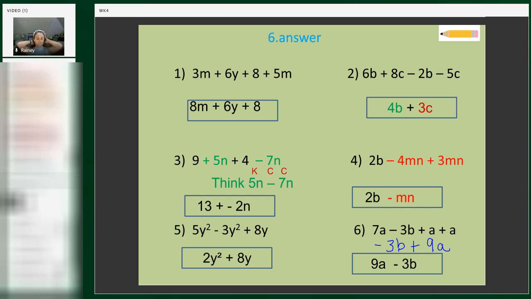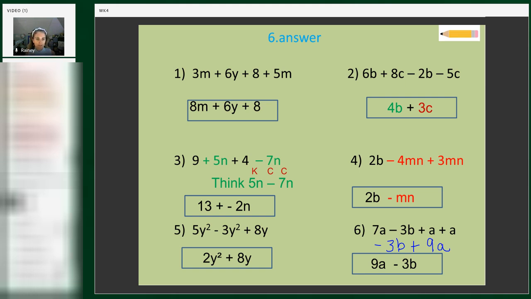Okay, now, in putting our like terms together with addition and subtraction, you have to have the same variable all the time, okay? And when you do it with multiplication and or division, it's a different rule, okay? So we're going to talk about that.